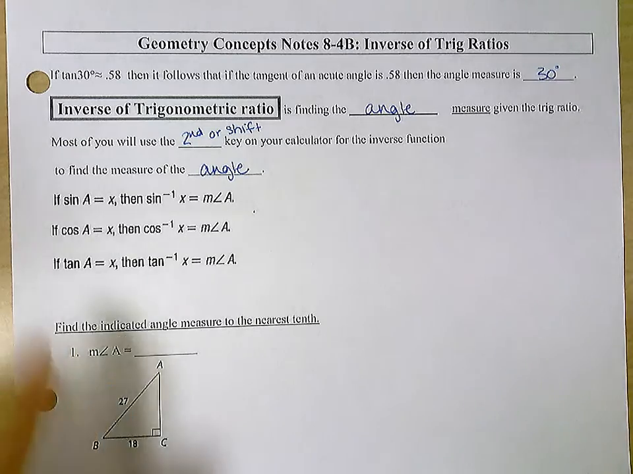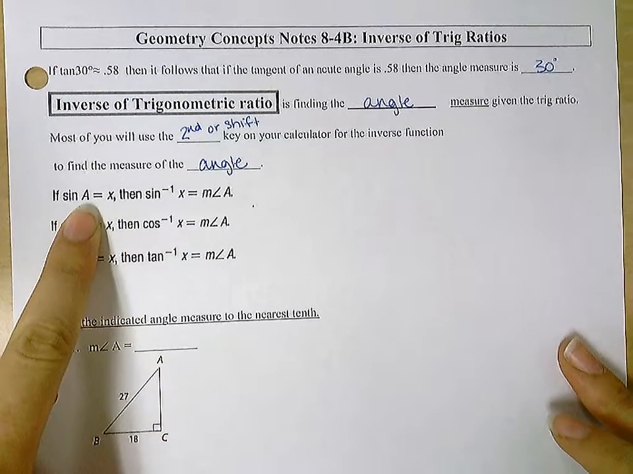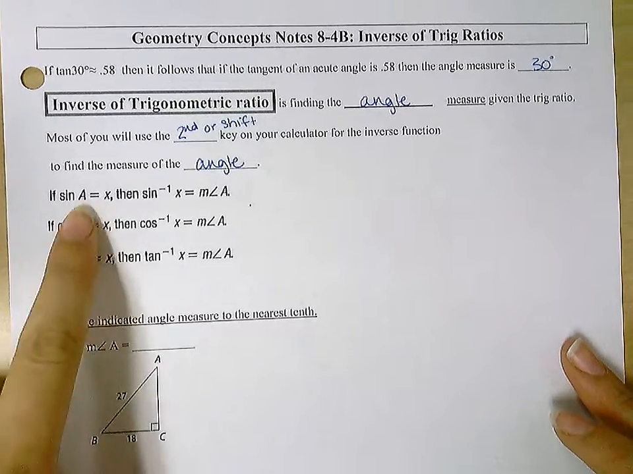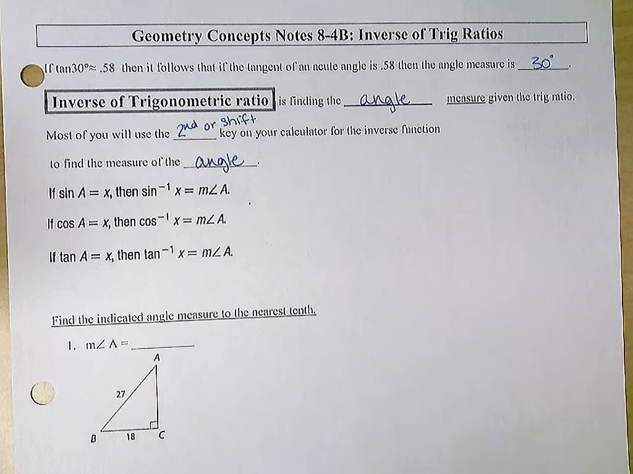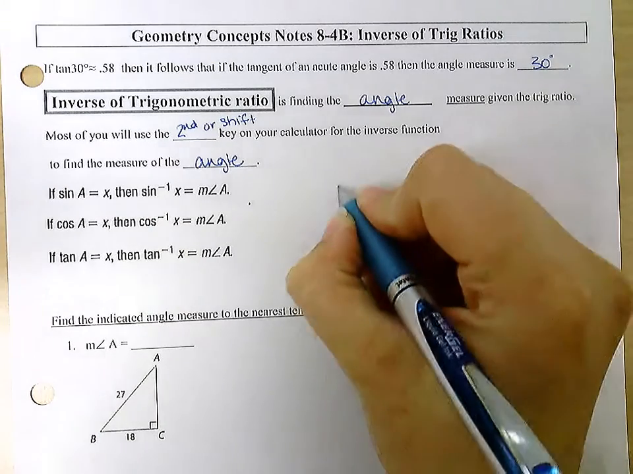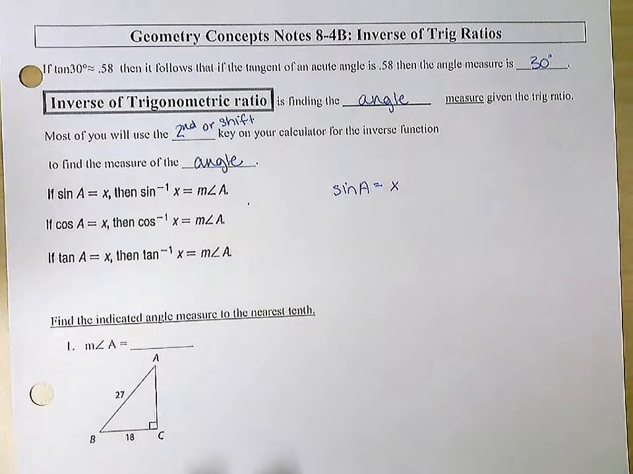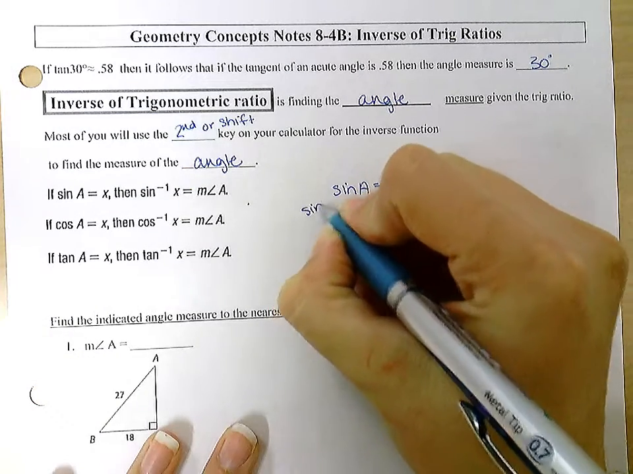So to set this up, our angle is always that capital letter A, right? We always have an angle attached to sine, cosine, and tangent. So if I'm given sine of A is equal to X, and I want to find what A is, I want A by itself. You cannot just divide by sine. Okay, that sine is attached to that A. So what we do is bring in the inverse function.